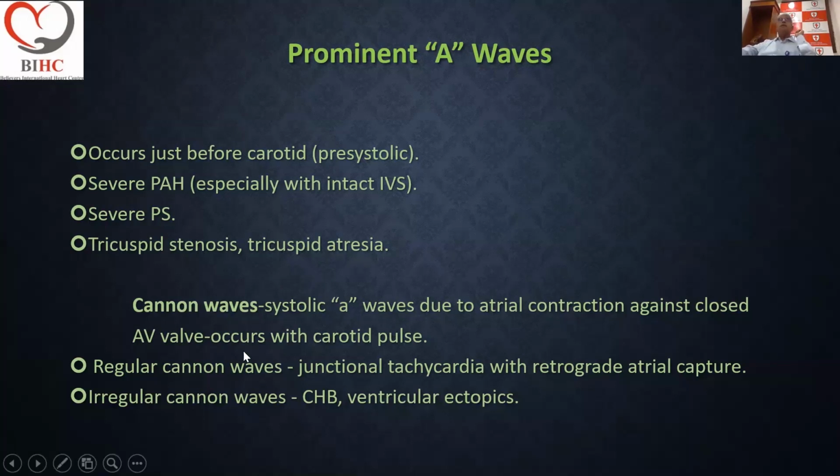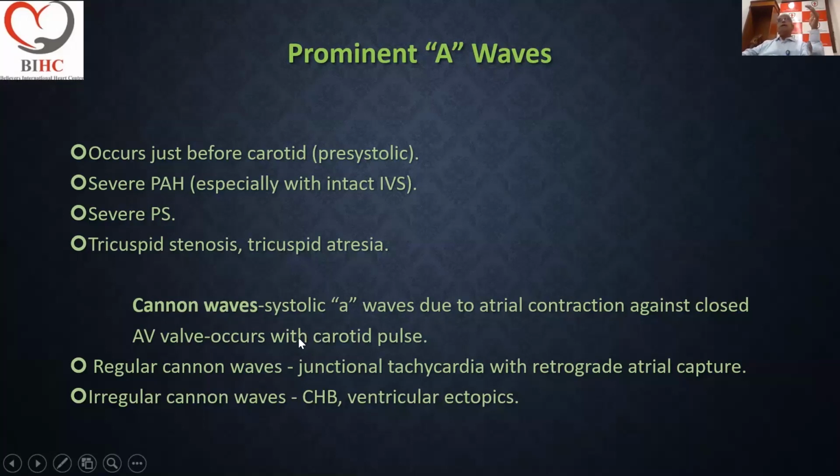As against a prominent A wave, you may have a cannon wave in complete heart block. Cannon waves are systolic A waves, systolic. The normal A wave is pre-systolic. Cannon waves are systolic A waves when atria are contracting against closed AV valves.